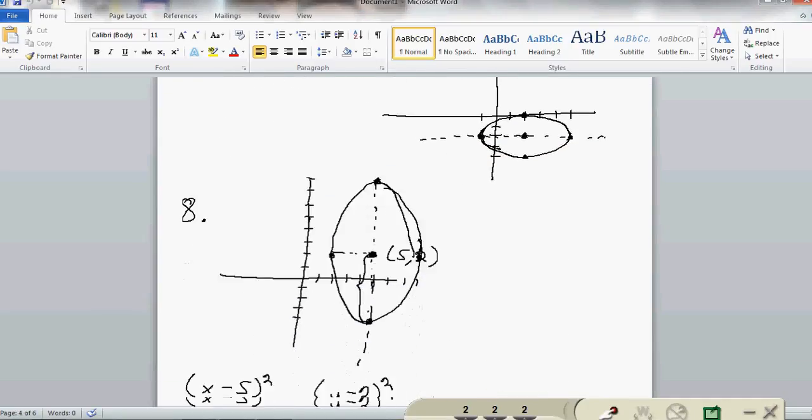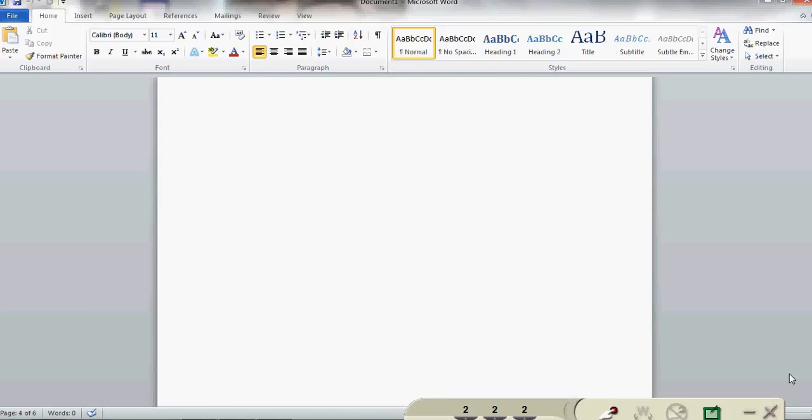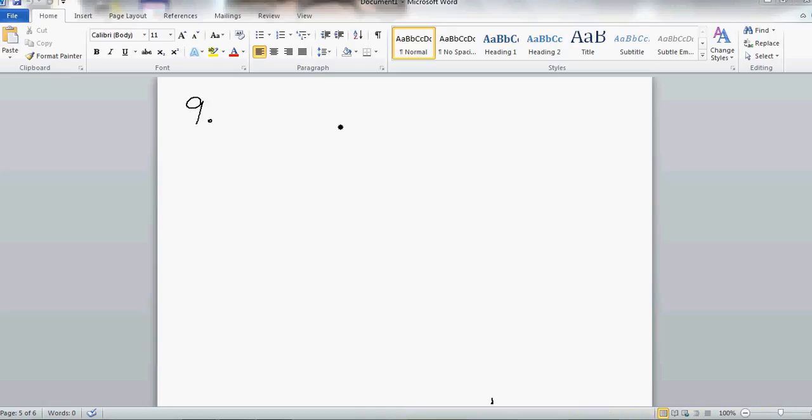And finally, problem number 9, the orbit of a planet. Hopefully we realize that orbits are ellipses, and the sun is at one focus. The aphelion is the greatest distance from the sun, so the aphelion is from here to here. The perihelion is the closest distance, from here to here. So the aphelion is the farthest distance, the perihelion is the shortest distance.